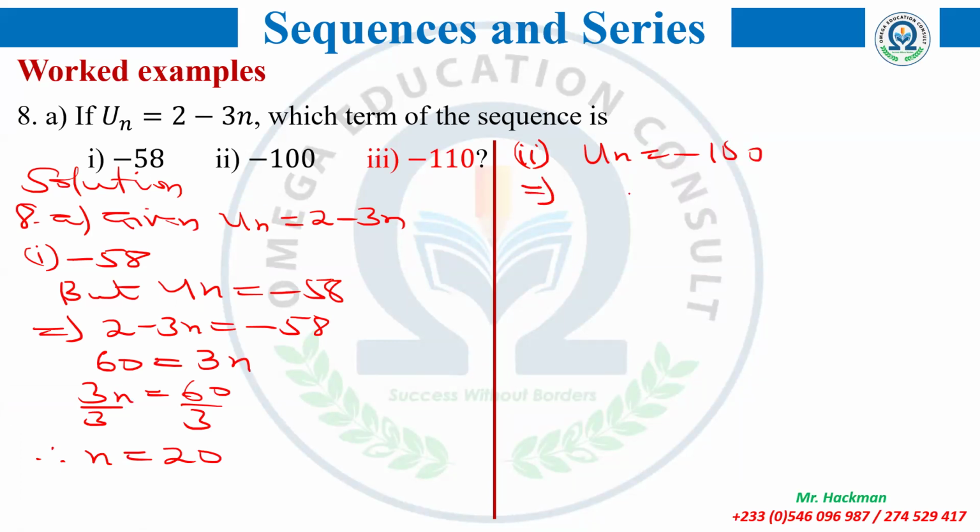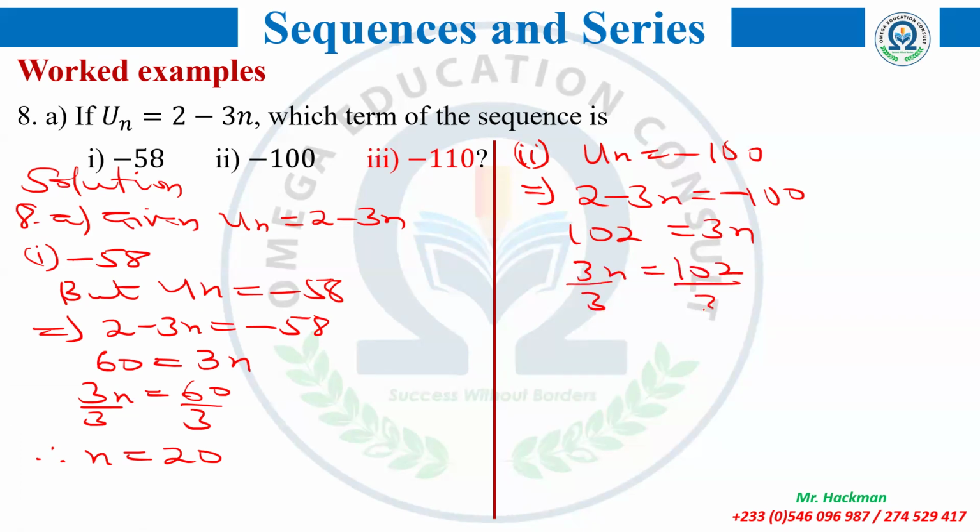So this implies that my 2 minus 3n is equal to minus 100. So what do I do? Again, I bring this one here, so I'll get 102 is equal to 3n. So 3n is equal to 102, over 3 over 3. What do you get? 34. Okay, therefore n is equal to what? 34. As simple as that.